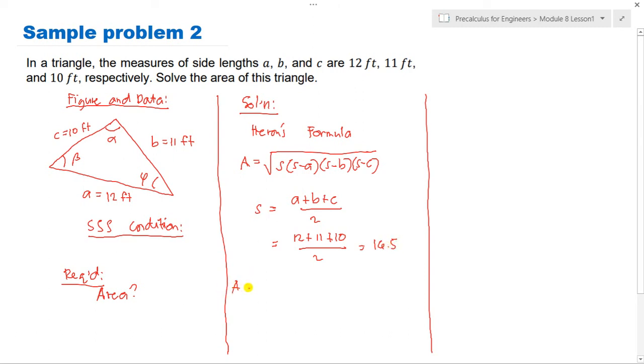Therefore, the area is equal to the square root of 16.5 times 16.5 minus 12, 16.5 minus 11, then 16.5 minus 10. Then, solve. The answer is 51.52. So approximately 51.52 square feet.